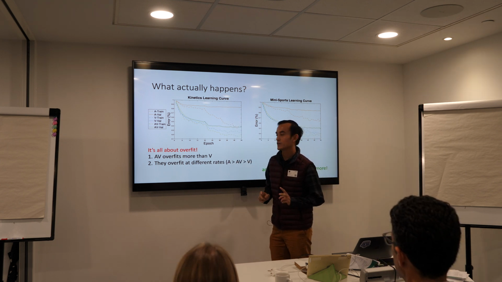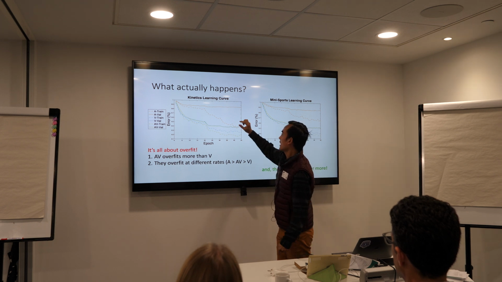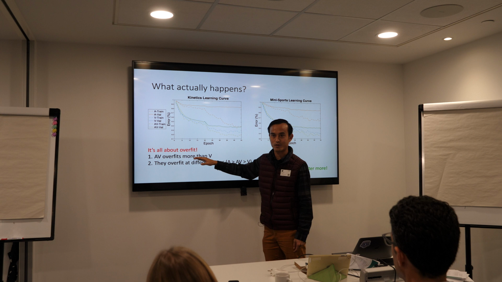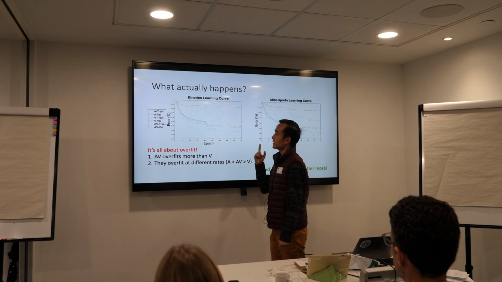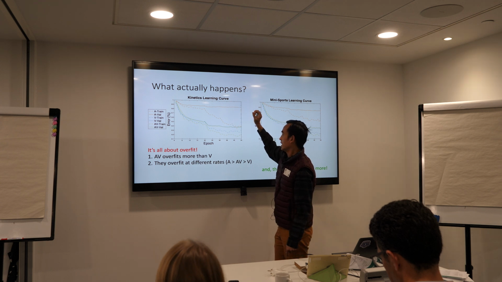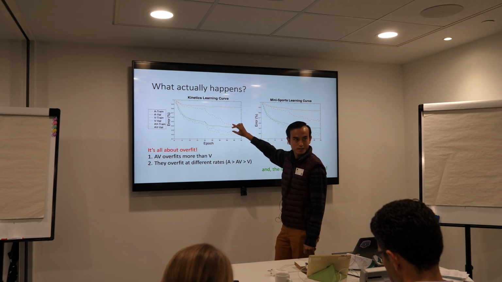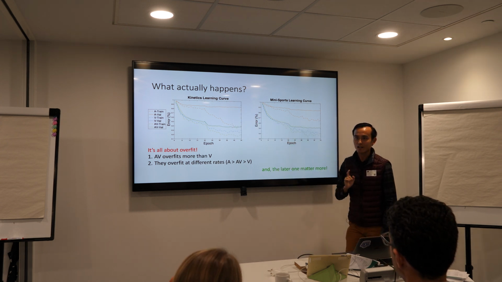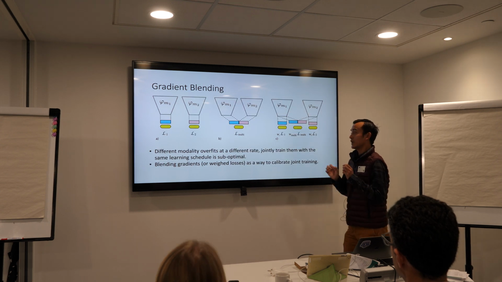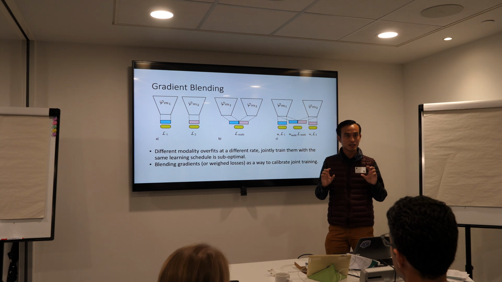But there are two main observations. The first thing is that AV overfits more than V. That's why it did not outperform the best single modality. The second one is that the three of them overfit differently. This one overfits a lot, and this one overfits less, and this one overfits even less. So with that observation in mind, we found that different modalities overfit at different rates.